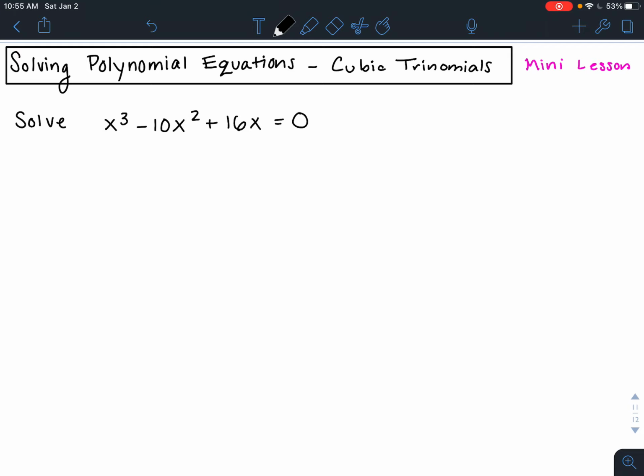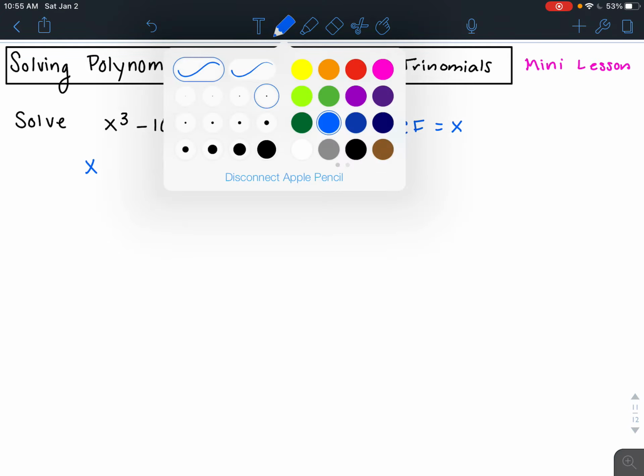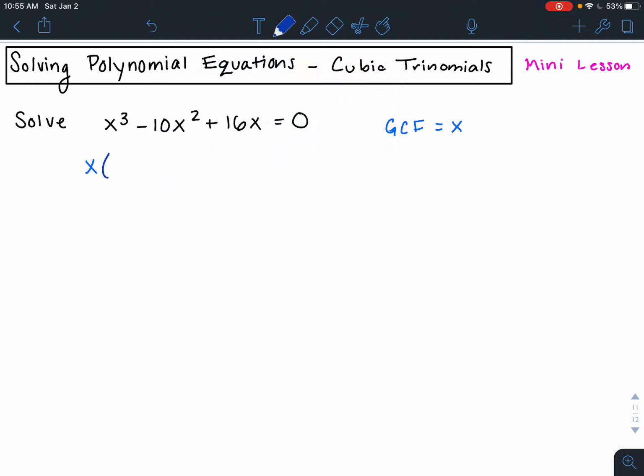So I have this equation up on my screen now, and we're going to go ahead and solve this. The first thing you always want to do when you're factoring is look for a GCF. In this case, we have a GCF of x. So I'm going to take the x to the outside and write what's left over when I take that out. So I have x squared minus 10x plus 16, and that's all still equal to 0.